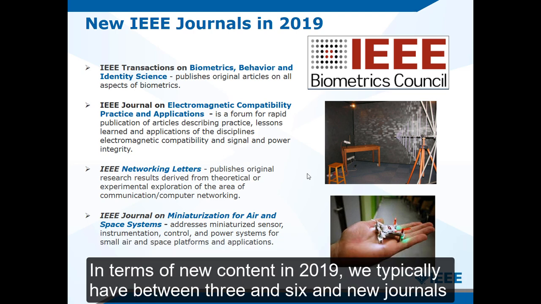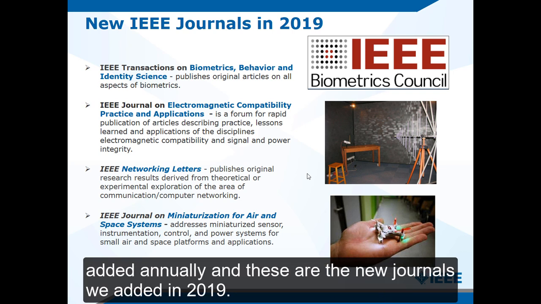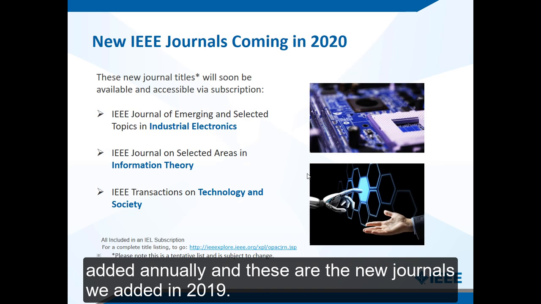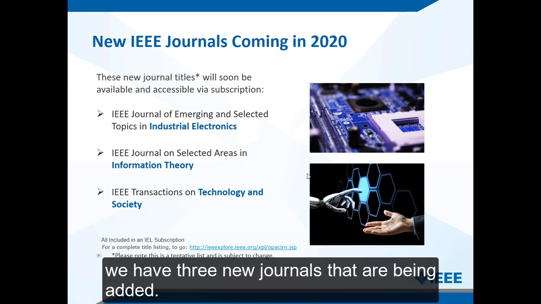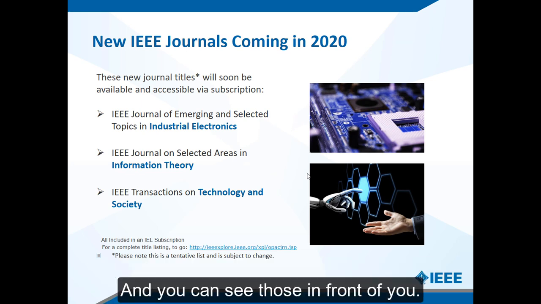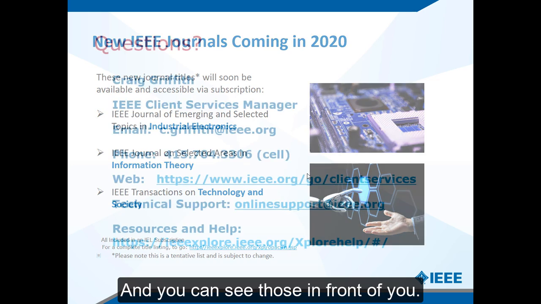In terms of new content in 2019, we typically have between 3 and 6 new journals added annually. And these are the new journals that we added in 2019. In terms of 2020, we have 3 new journals that are being added. And you can see those in front of you.